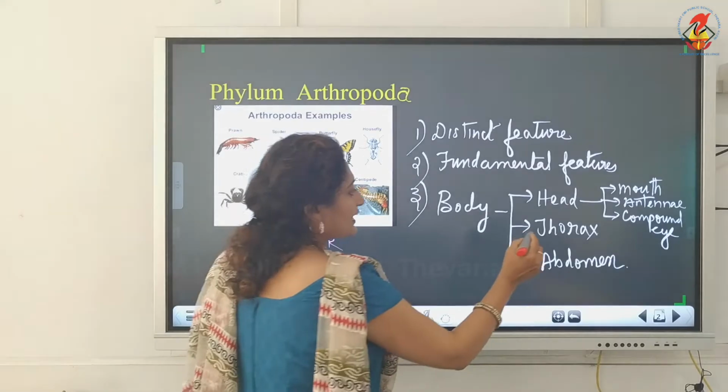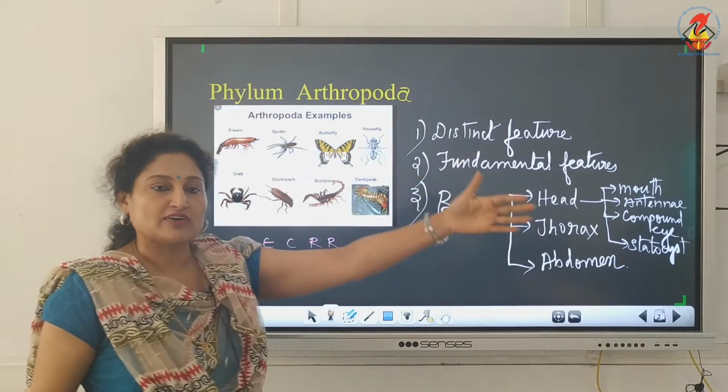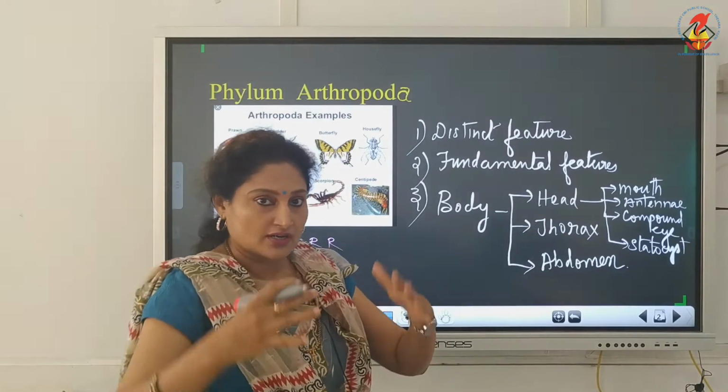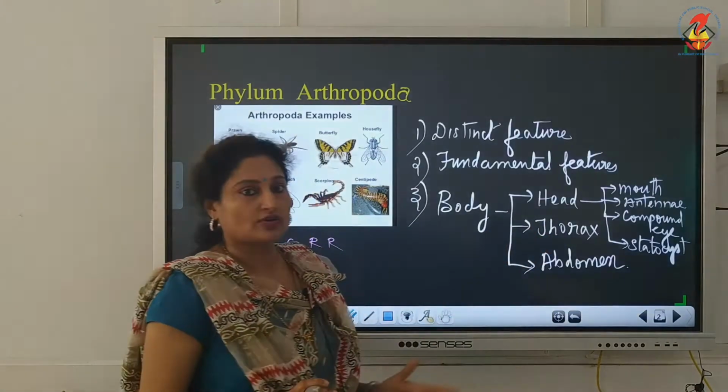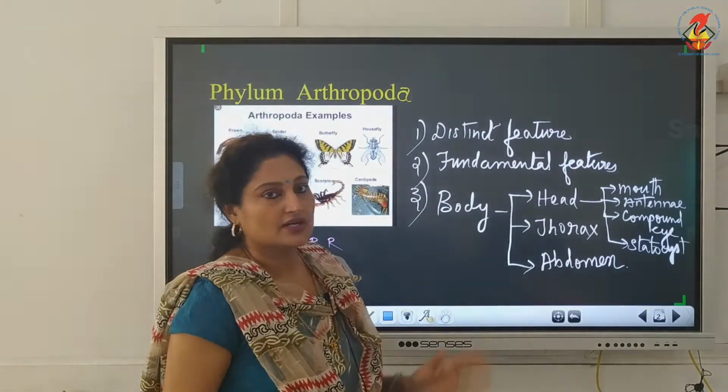And lastly, they have some sense organs, that is, the balancing organs called statocysts, which help them to balance. They can fly from one place to the other without losing their balance. So these organs are called the statocysts. So that's a speciality of this particular phylum.